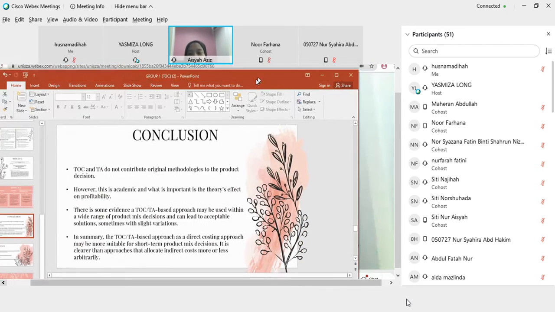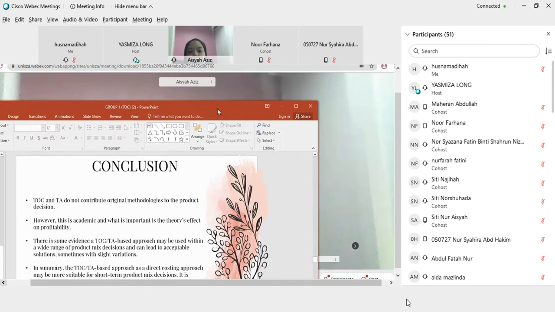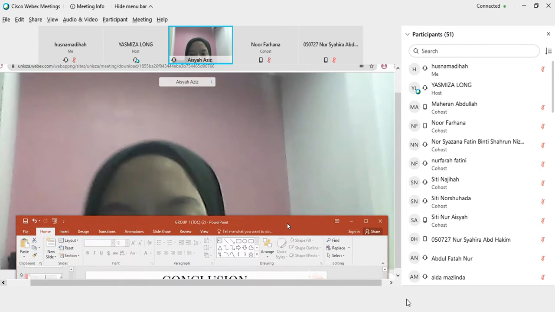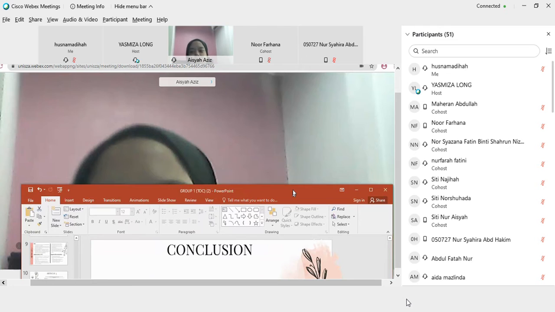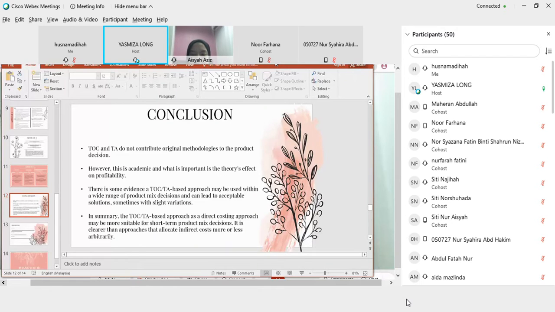I'm Aisha binti Aziz. Finally, I would like to bring this presentation to a close with the conclusion. So in conclusion, managers in successful companies must differentiate between theories that will have a lasting value and the fluff of impractical ideas which will have a deleterious effect on profitability.